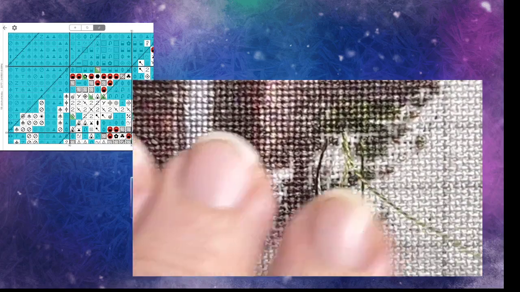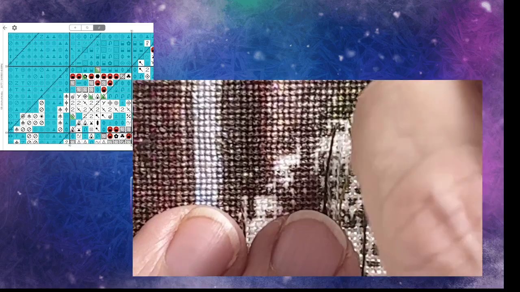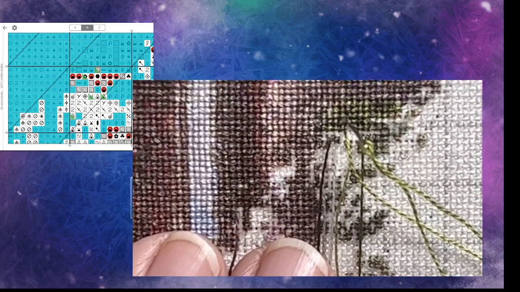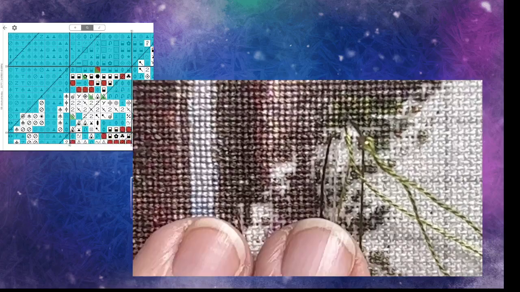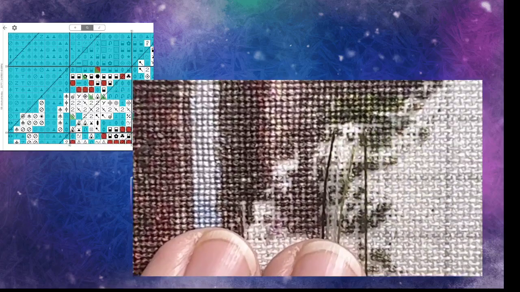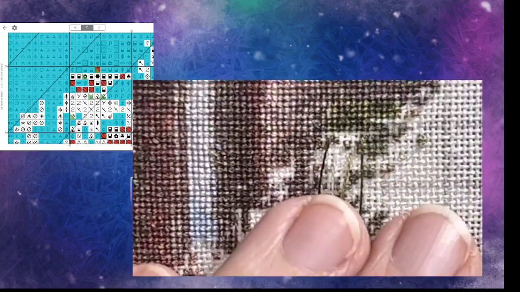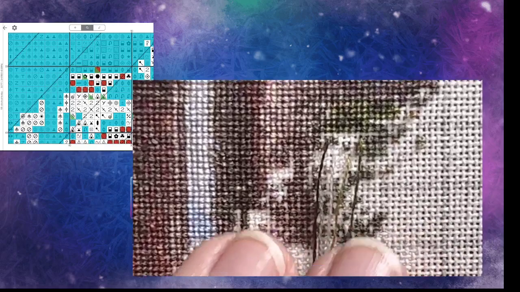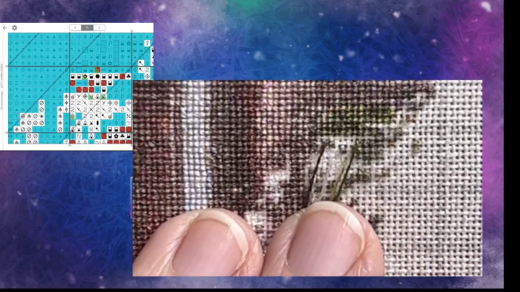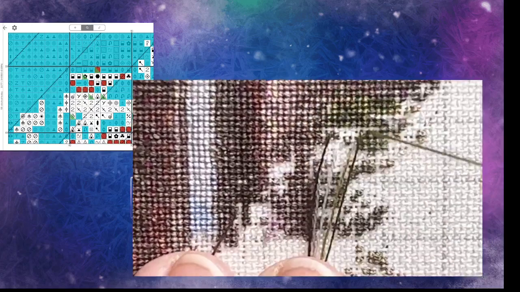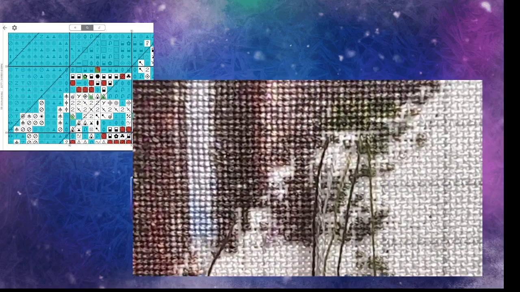Does it add a couple of seconds to your stitching? Yes, it does. Does it make your life a little easier? Yes, it does. However, stitching is not a race. Stitching is for pure enjoyment.